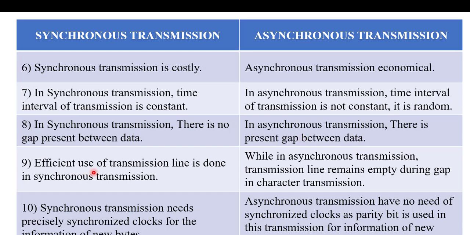Synchronous transmission is an efficient way of data transmission along the line. Asynchronous transmission is less efficient than synchronous transmission because the transmission line remains empty during the gaps between characters. Synchronous transmission needs a precise synchronization clock for the information of a new byte. Asynchronous transmission has no need of a synchronization clock, as a parity bit is used in the transmission for information of a new byte.